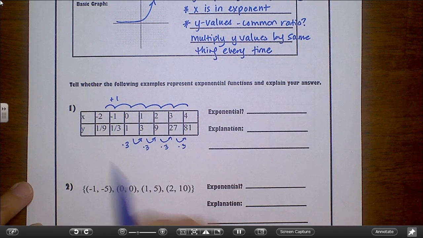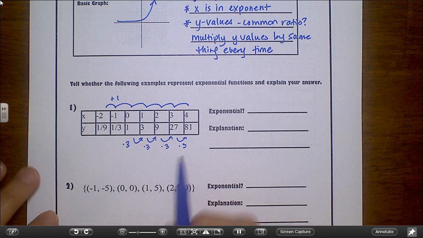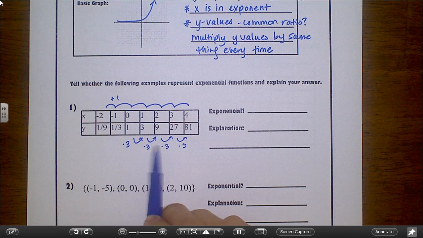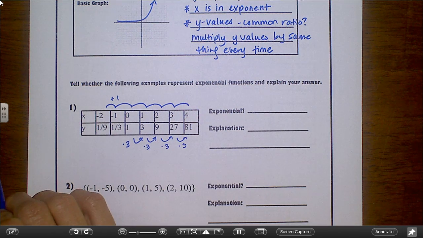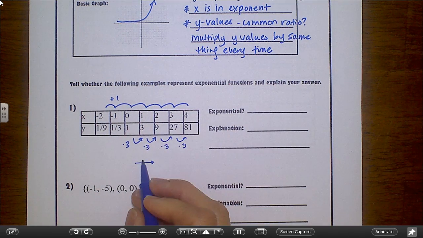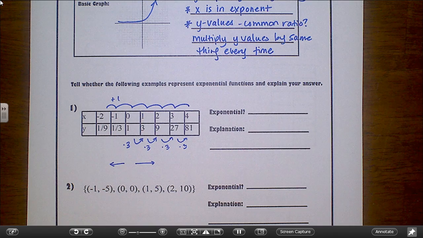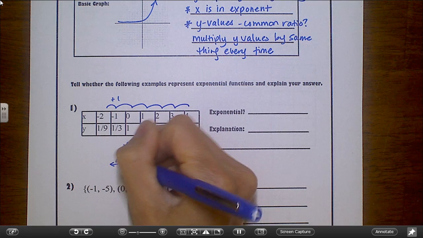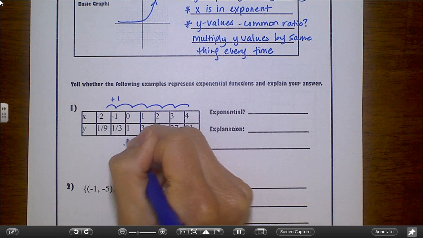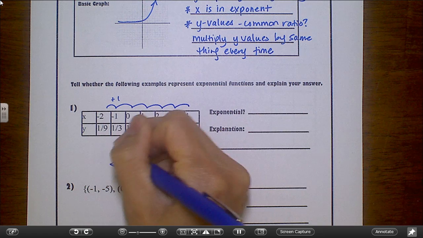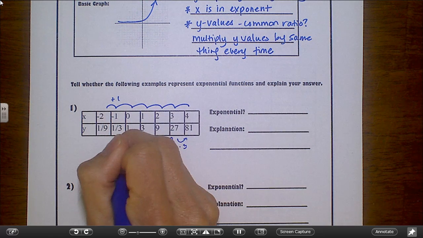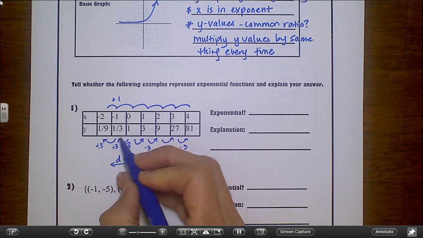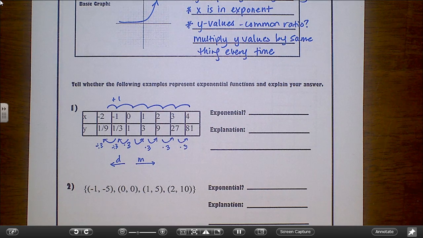So now with these fractions, you can, at this point, assume that they were going up by 3, but also remember with linear functions, if we added 3 going to the right, we subtracted 3 going to the left, right? Well, it's the same kind of thing. If you're going to the right, you multiply. If you're going to the left, you divide. So if I divide 1 by 3, do I get 1/3? Yes, I do. If I divide 1/3 by 3, do I get 1/9? Yes, I in fact do. So if I go to the left, I'm going to divide. If I go to the right, I'm going to multiply.